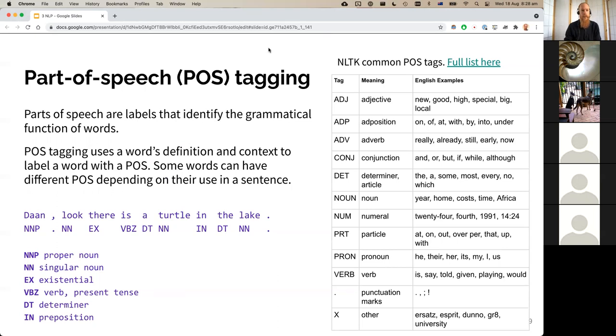NNP is a proper noun. Punctuation is marked with a full stop in NLTK. Look, another noun, singular noun. There is tagged as existential. Is, present tense verb. A, determiner. Turtle, noun. In, the preposition. The, another determiner. And lake, another singular noun. And we finish with a punctuation mark.